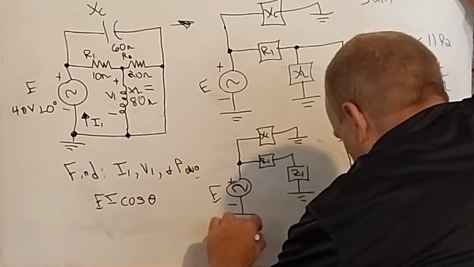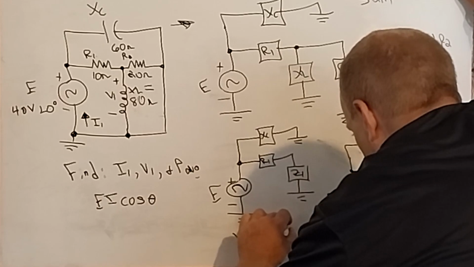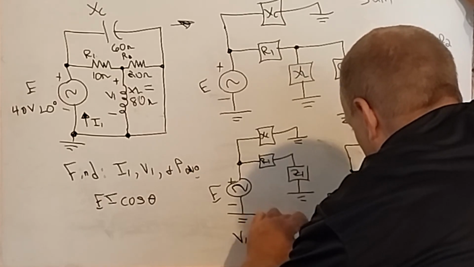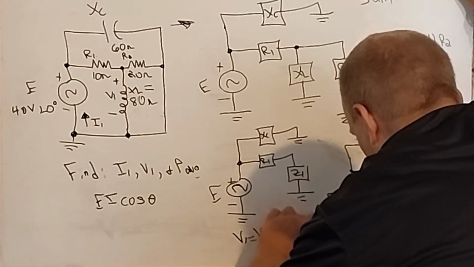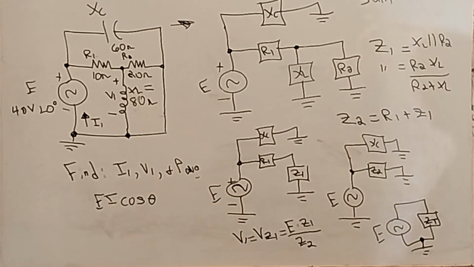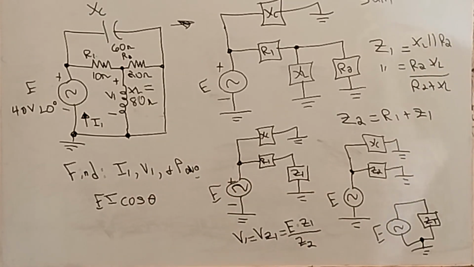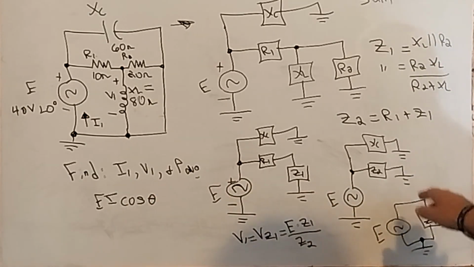V1 is equal to Z sub 1, which is equal to E times Z sub 1 divided by Z sub 2. Once we have the first step, getting the current, we can automatically solve for the average power, because we'll have that current in a phasor notation, which means we'll have a magnitude and an angle associated with it.